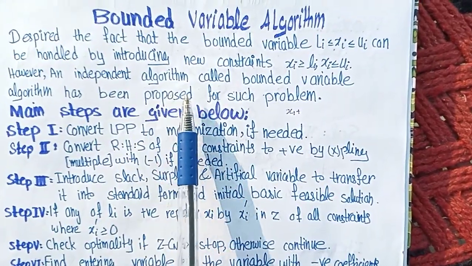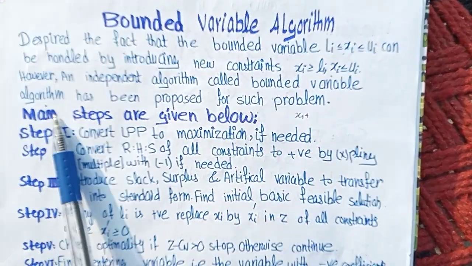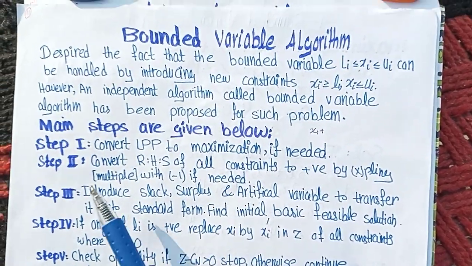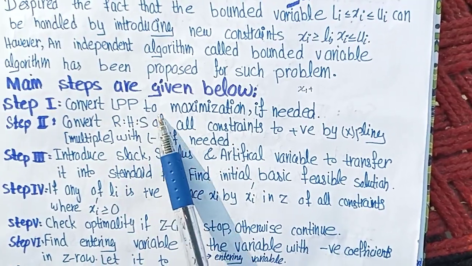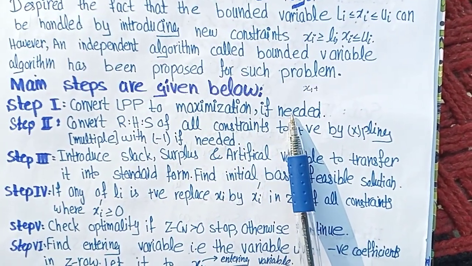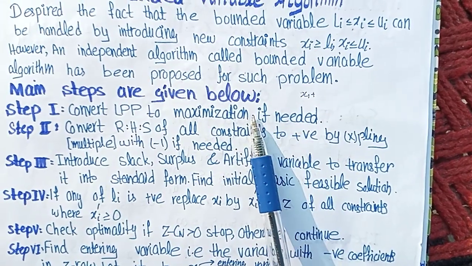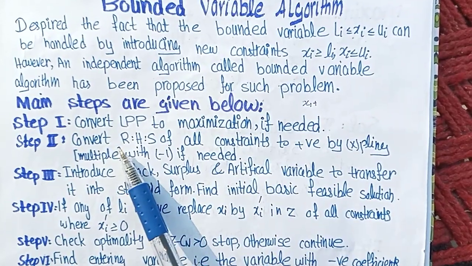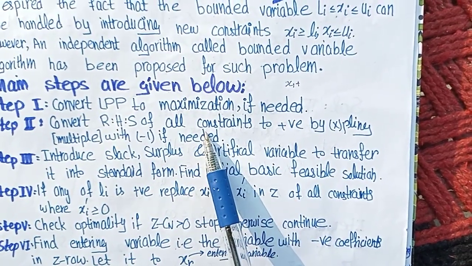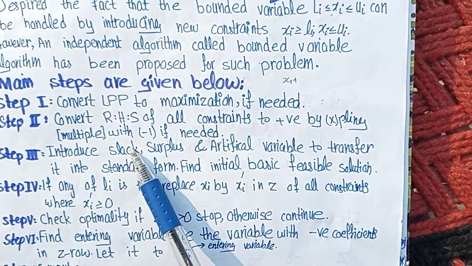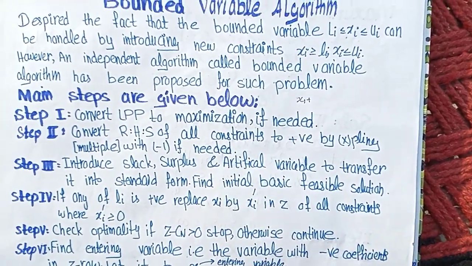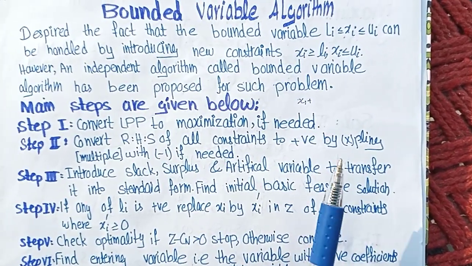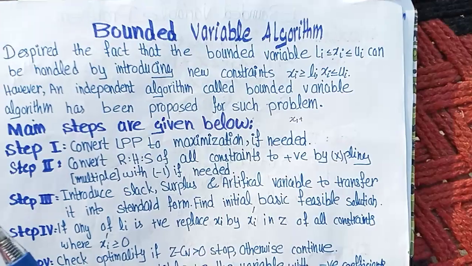However, an independent algorithm called the bounded variable algorithm has been proposed for such problems. There are a few steps given. Step number 1. Convert the LPP to maximization if needed. If the function is minimization, firstly we convert it into maximization by multiplying by -1. Step number 2. Convert the right hand side of all the constraints to positive by multiplying by -1 if needed. If all the constants on the right hand side are positive, fine; otherwise you multiply by minus.